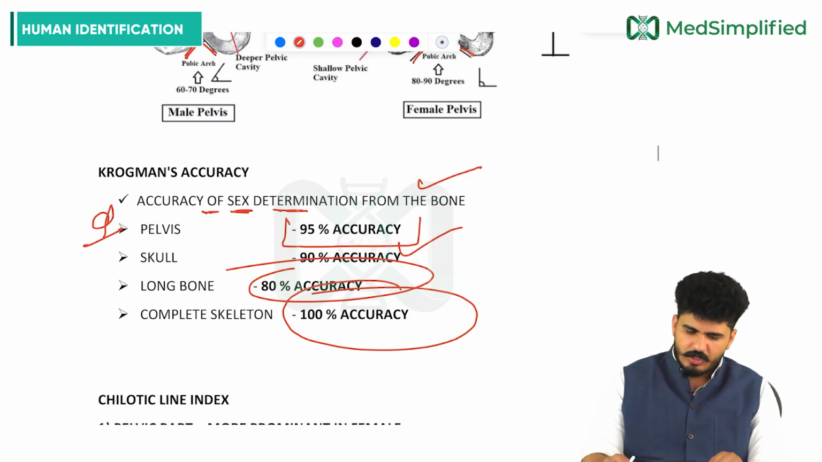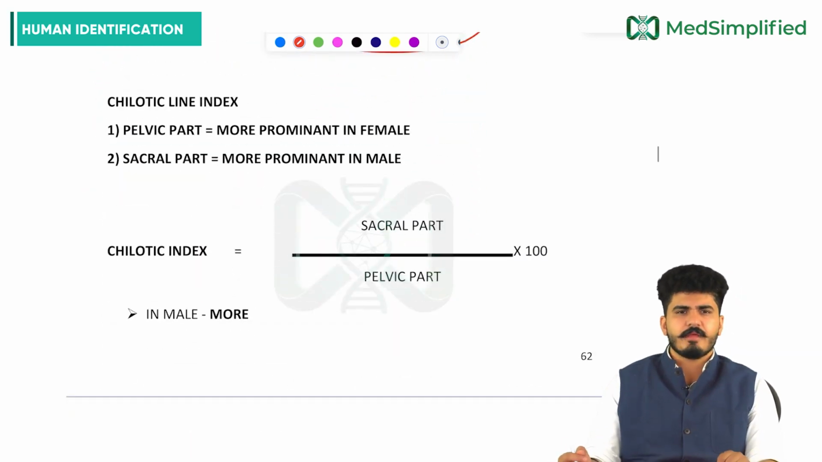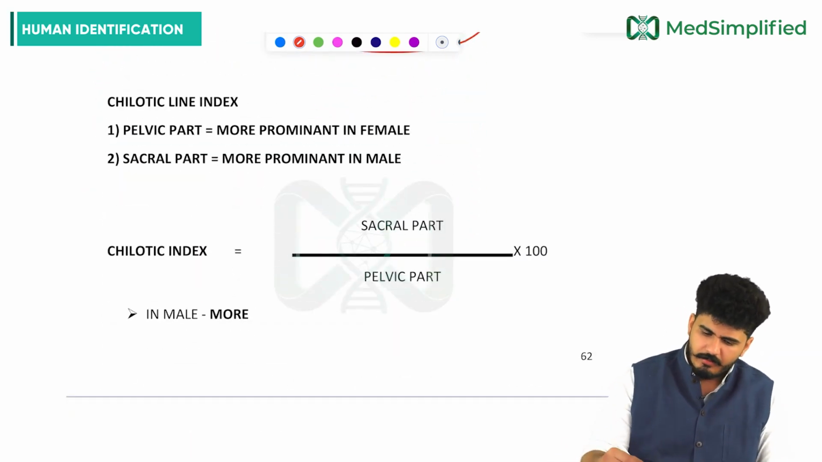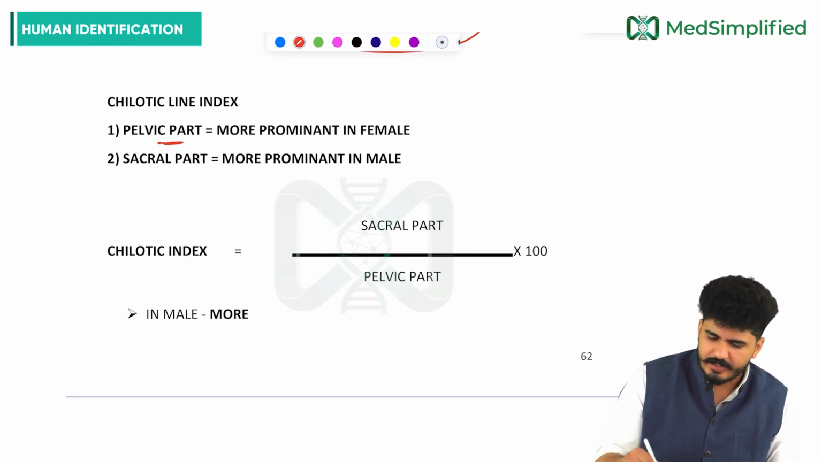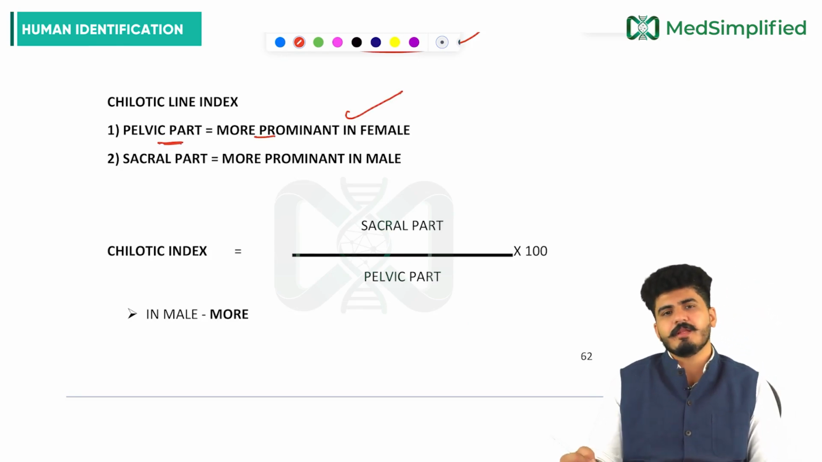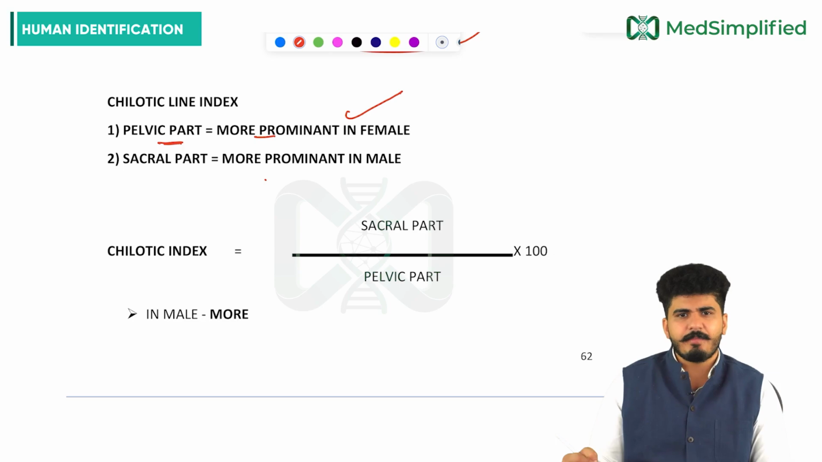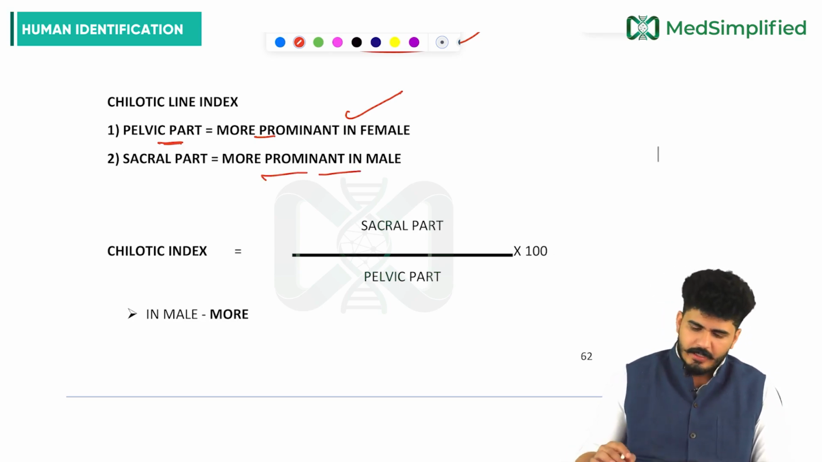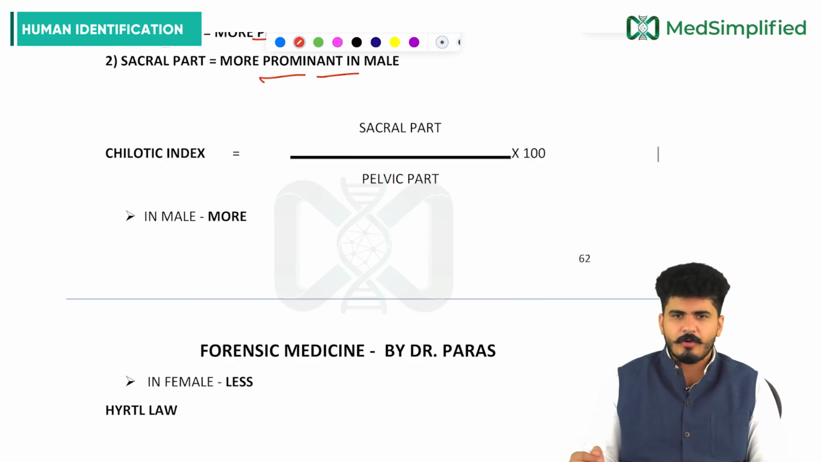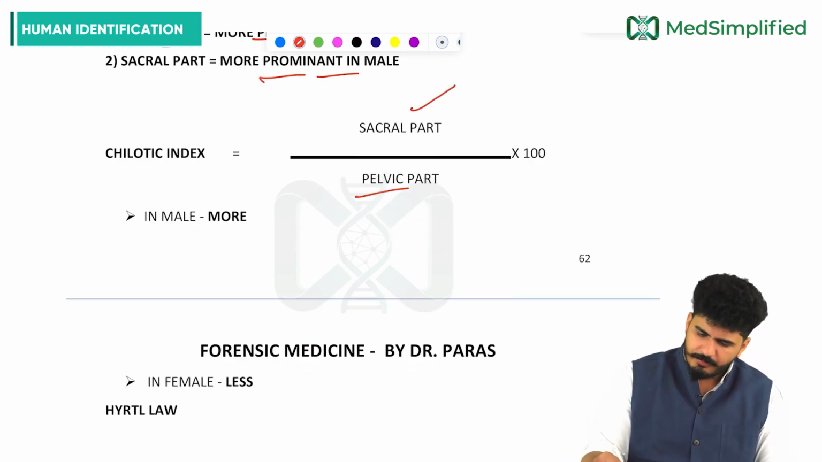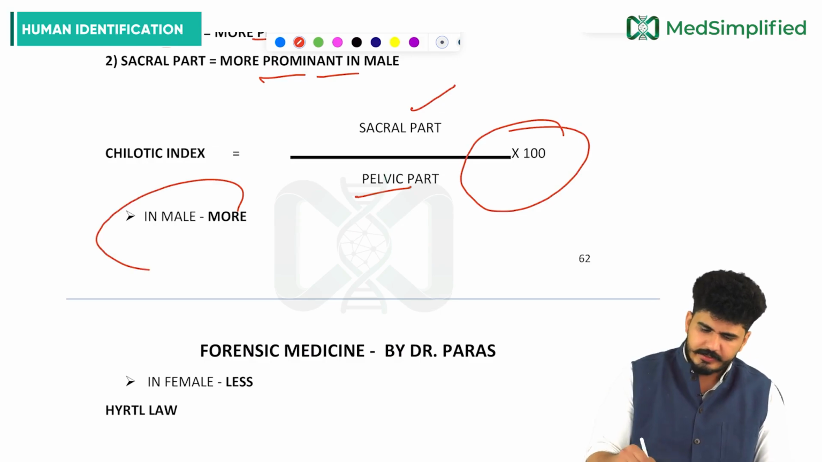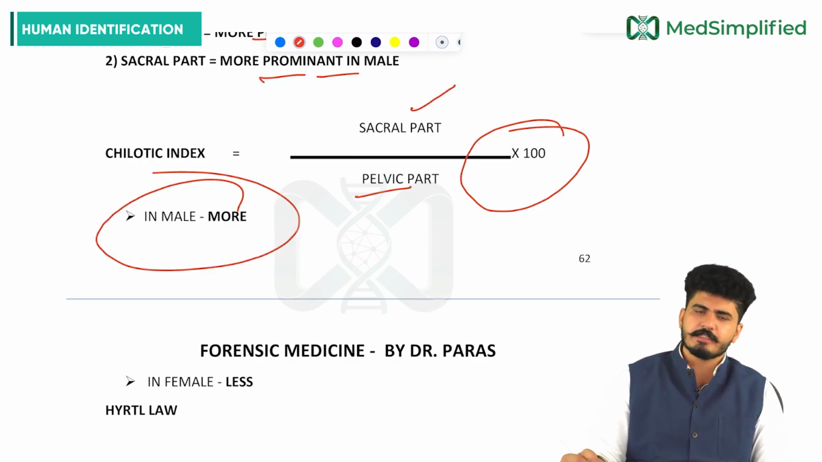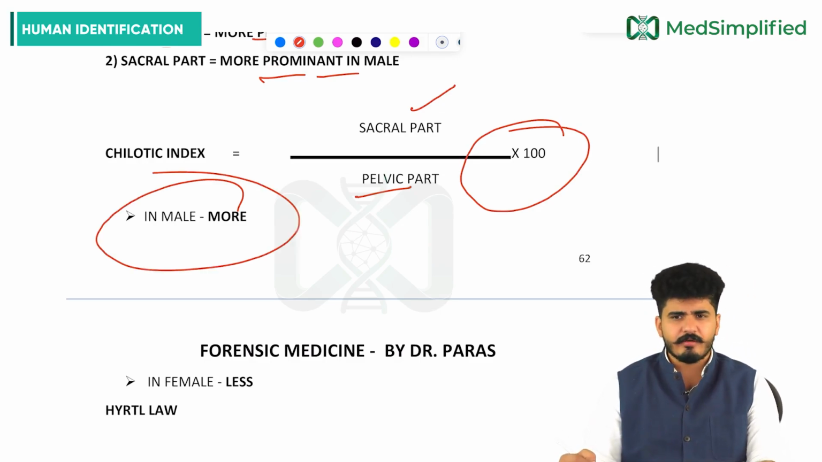Now we'll talk about the ciliatic index. The pelvic part is more prominent in the female, and the sacral part is more prominent in the male. The ciliatic index is the sacral part upon the pelvic part into 100. In the male, it is more, my dear friends. So the ciliatic index is more in males as compared to females.